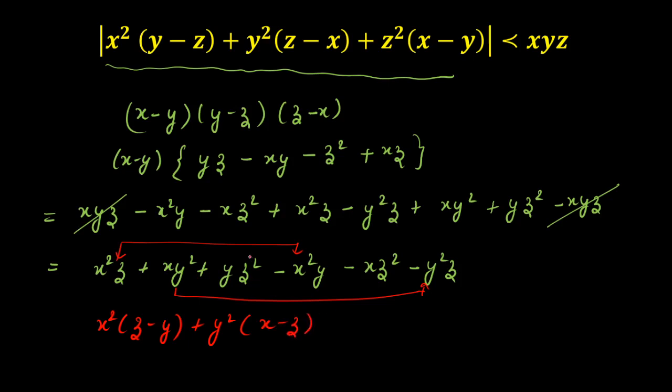Now I'll club the terms which contain z square. So this one and this one, clearly visible, both contain z square. So plus z square, and the remaining is y minus x. It's clearly visible.